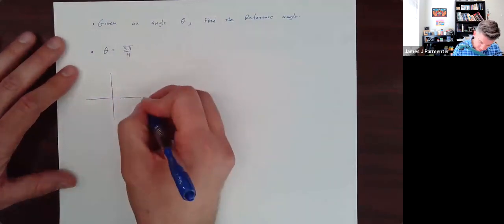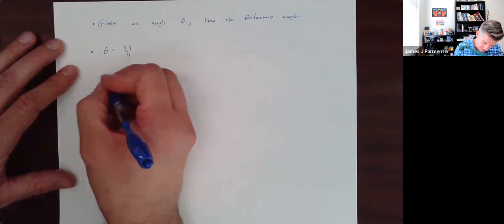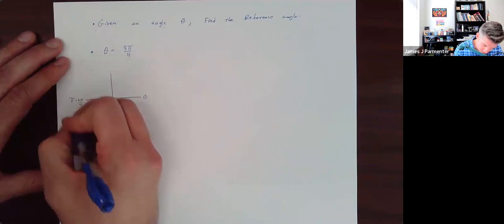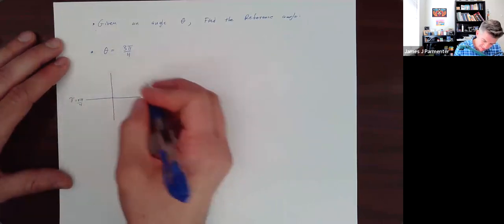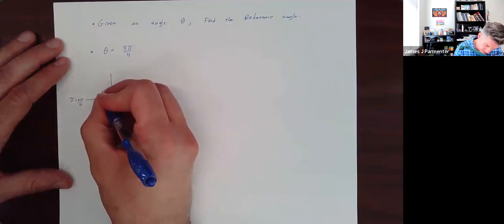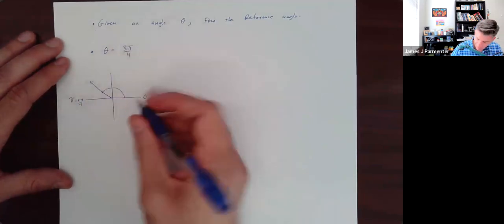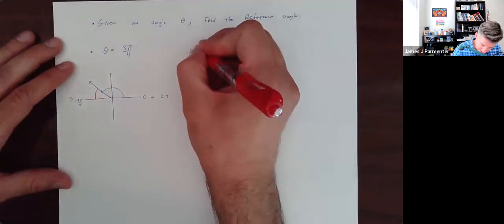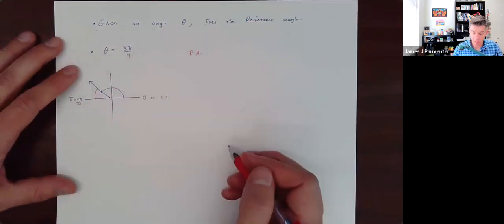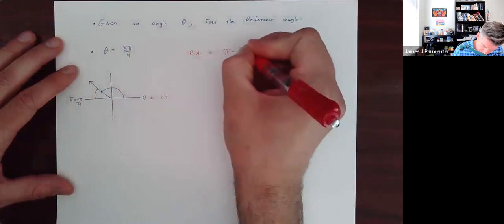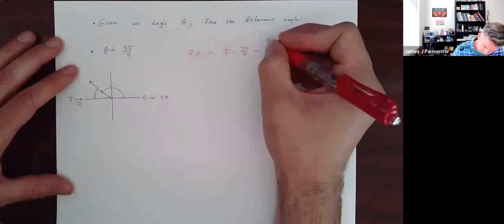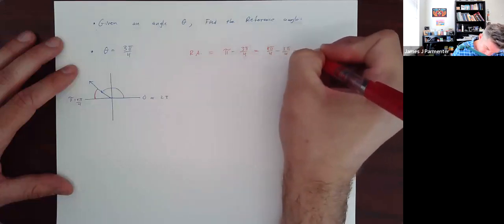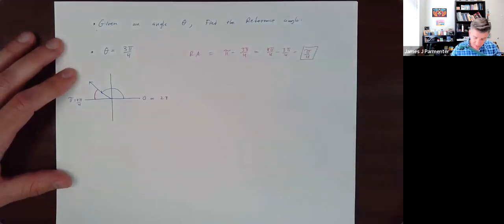So 3 pi over 4, well, over here is 0 radians. And I go halfway here. Here's pi, which is equal to 4 pi over 4. And then all the way around is 2 pi. So I'm going to go 3 pi over 4. Well, that's going to be right about there. So my reference angle is going to be this angle here. So my reference angle is going to be the difference between pi and 3 pi over 4. So it's going to equal pi minus 3 pi over 4, which is going to be 4 pi over 4 minus 3 pi over 4, which is pi over 4. Cool.